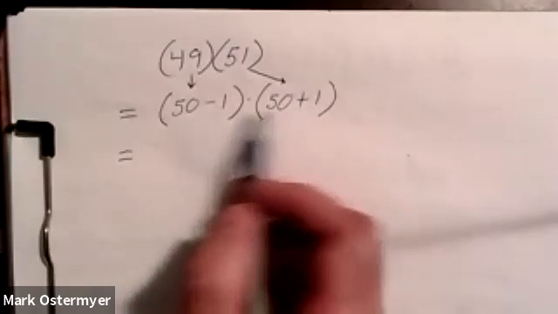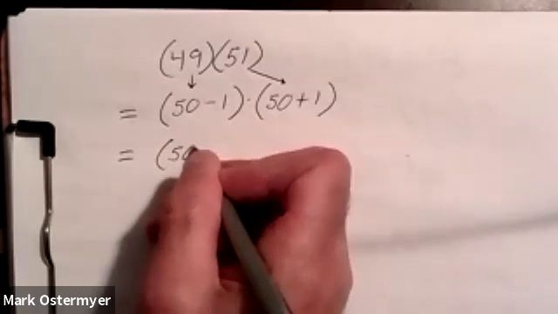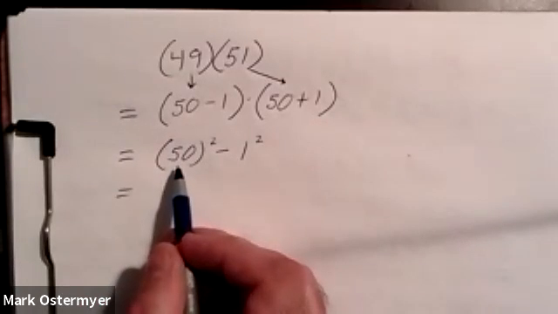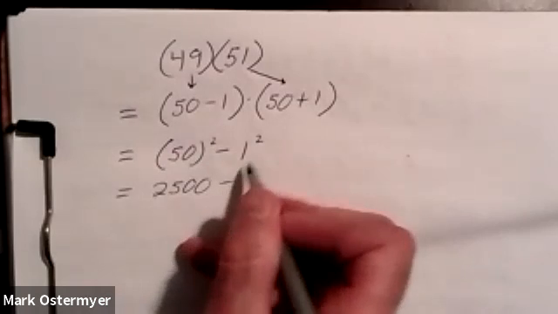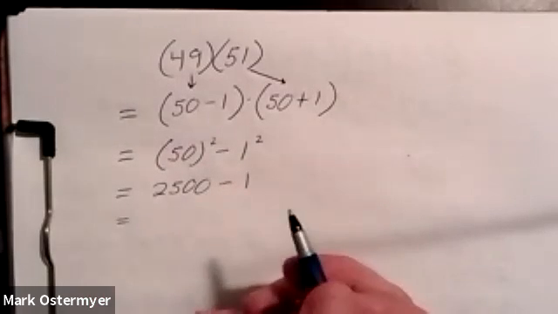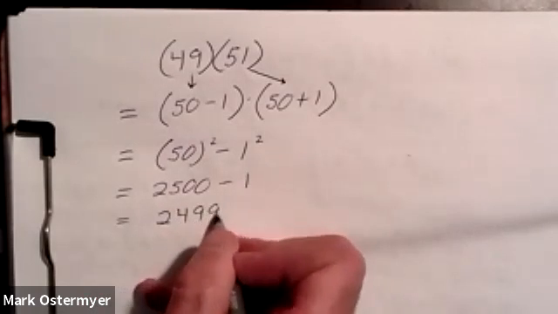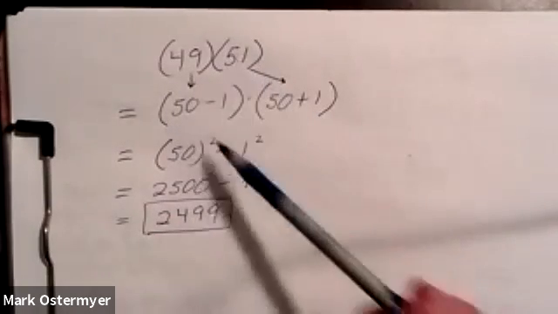Now, what's the nice thing about this product now? These are what of each other? They are conjugates, aren't they? Yes. And so therefore, we would just square our first term minus the square of the last term. Look, we could do this in our minds. What's 50 squared? What's 5 times 5? 25. And you tack on 2 zeros. So 50 squared is 2,500 minus what's 1 squared? 1. Now what's 2,500 minus 1? That'd be 2,499. Ladies and gentlemen, we just multiplied 49 and 51 together a little bit more conveniently.